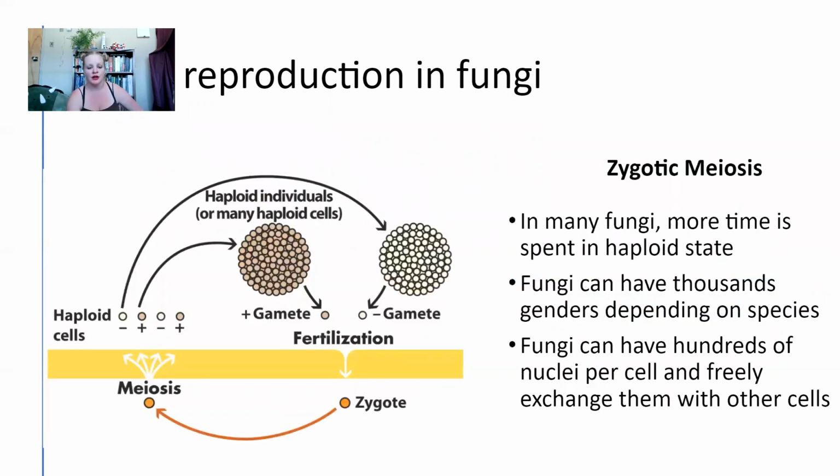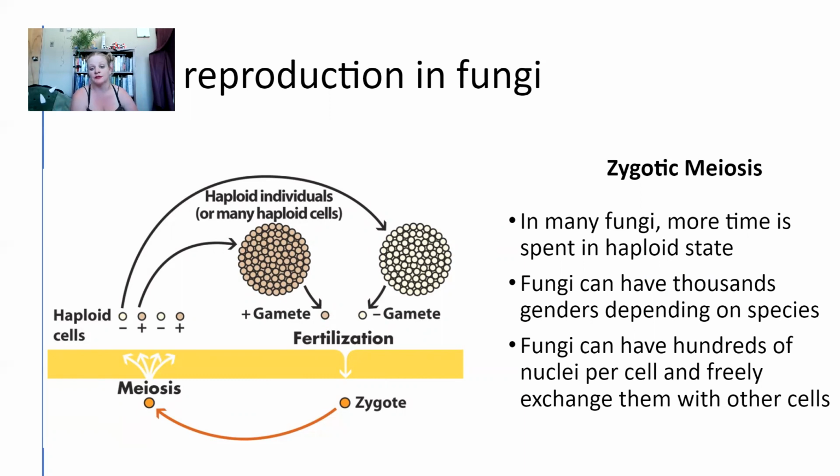In fungi, they have zygotic meiosis, and the bulk of their life cycle is in their haploid stage. The multicellular individuals are going to produce gametes. They're going to find each other, so we've got gametes and fertilization. That fertilization is going to make a zygote. And then with fungi, that zygote is immediately going to undergo meiosis to make haploid spores, and then the circle is complete. So most of the time, fungi spend their life in a haploid state.